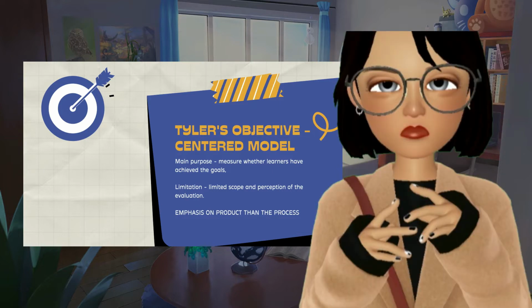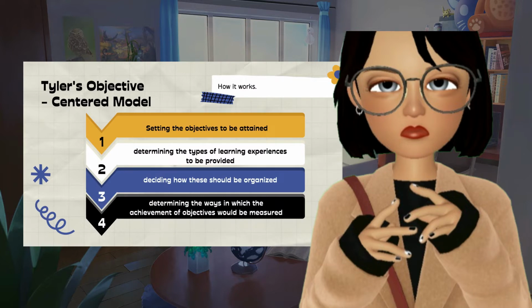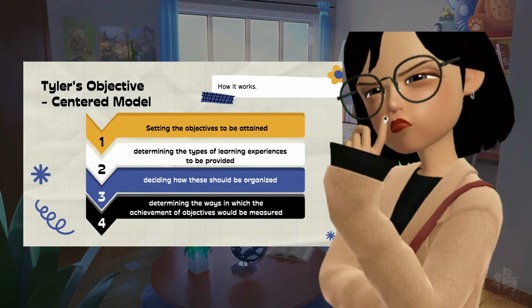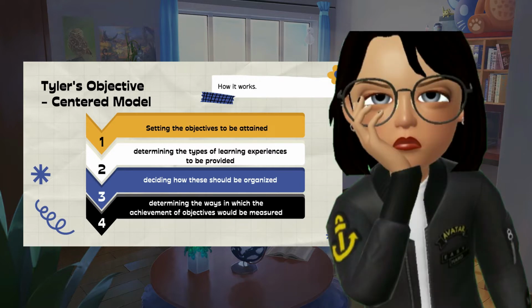This model focuses on the outcome of the curriculum more than the process. Its main goal is to measure whether the learners have learned or achieved set goals. It works by following 4 stages: setting the objectives, determining the learning experiences to be provided, organization, and determining method of measurement of the objective achievement. Tyler's model can mostly be used to evaluate new curriculum, those that have not been implemented yet.